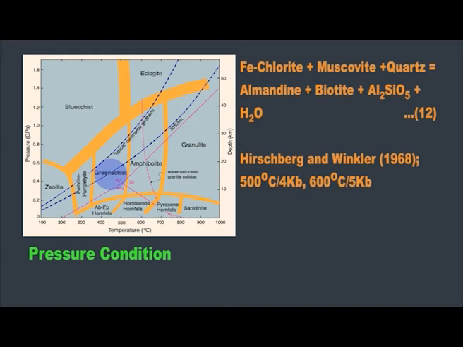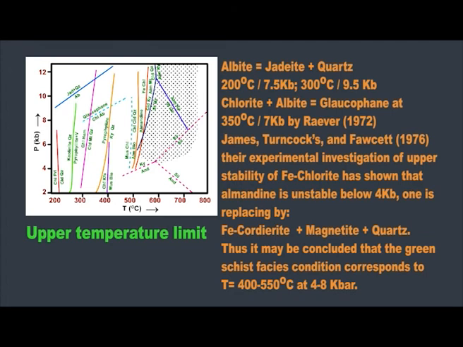This reaction was carried out by Hoschek and Winkler in 1968 at 500 degrees centigrade 4 kilobar, 600 degrees centigrade 5 kilobar. The upper pressure limit can be proposed by the reaction albite gives rise to jadeite plus quartz at 200 degrees centigrade 7.5 kilobar, 300 degrees centigrade 9.5 kilobar. Another reaction is chlorite plus albite gives rise to glaucophane at 350 degrees centigrade 7 kilobar, carried out by Rover in 1972.